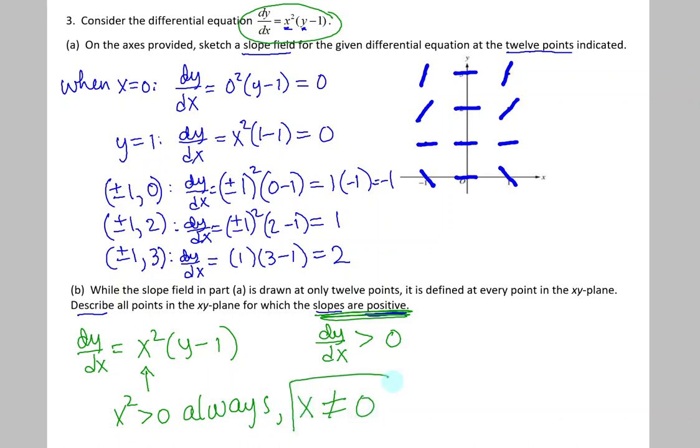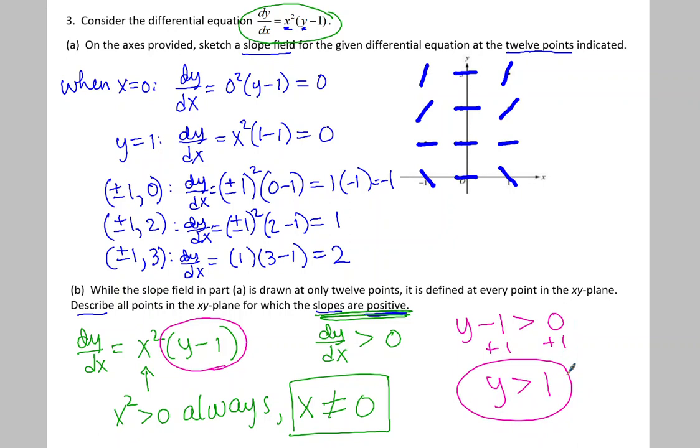This is one of the ways to describe some of the points. But of course, we also have to think about the y coordinates. So as long as this is also positive, since x squared is going to be positive, y minus 1 has to be positive, greater than 0. Therefore, adding 1, we know that y has to be greater than 1. So the ways to describe the points is that x can't equal 0 and y has to be greater than 1. Both of these have to happen to get the slopes to be positive.